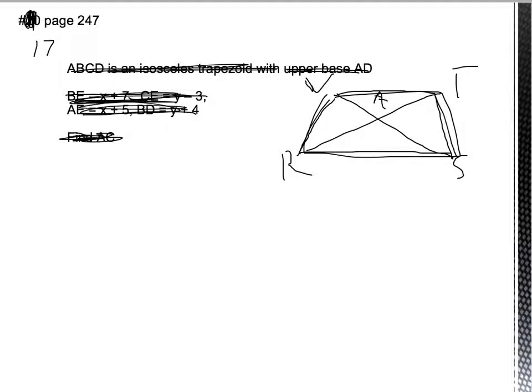Next, what we have on this proof is that VR is congruent to TS because the legs of a trapezoid are congruent. Our next statement is that VS and TR are congruent because the diagonals of a trapezoid are congruent. Next, RS is congruent to RS because of the reflexive property.